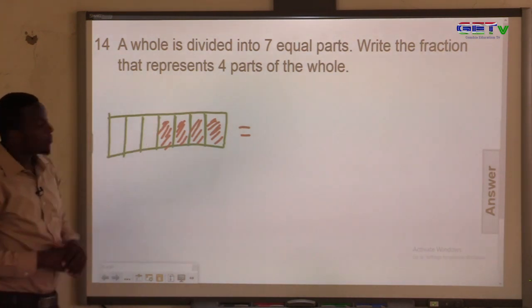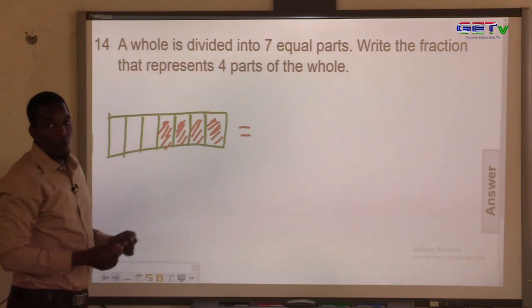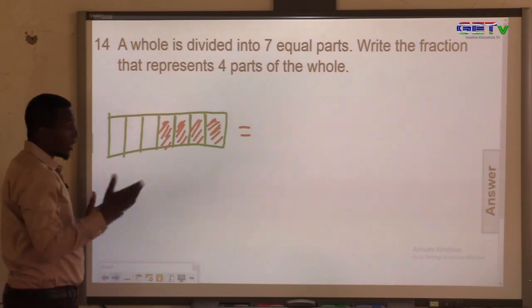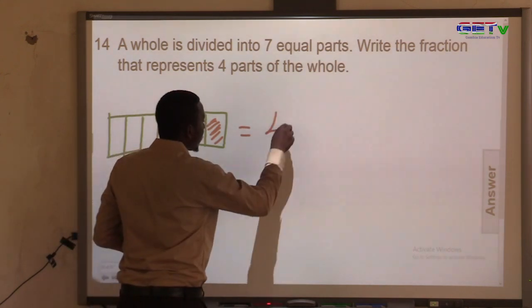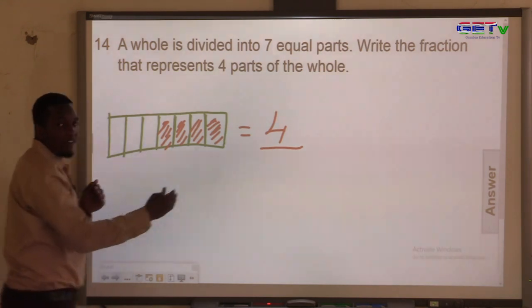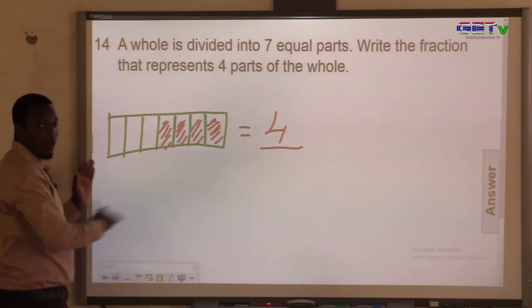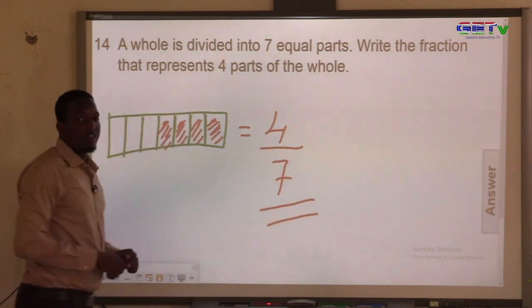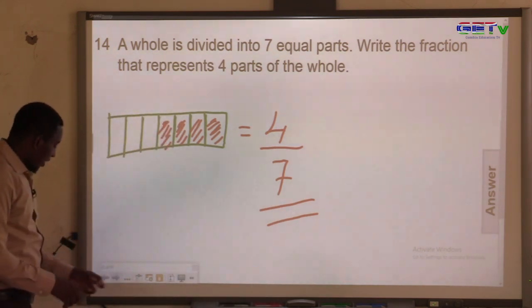So to answer the question, write the fraction that represents 4 parts of the whole. How many parts in our whole are shaded? We count 1, 2, 3, 4. So 4 parts are shaded. How many equal parts is the whole divided into? We have 1, 2, 3, 4, 5, 6, 7. The whole is divided into 7 equal parts. So the answer to that question is going to give us 4 all over 7. That is 4/7. That is going to be the answer to our third question.